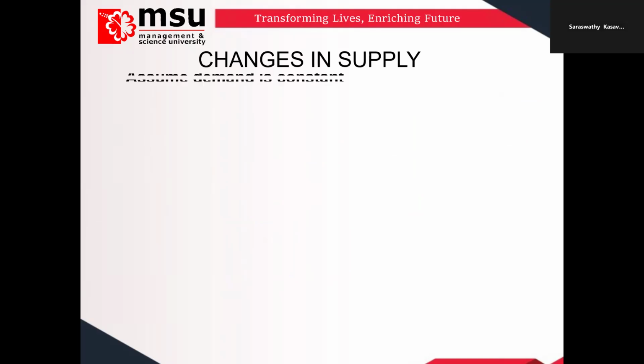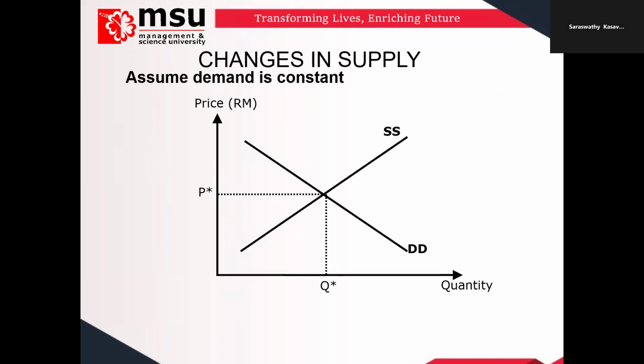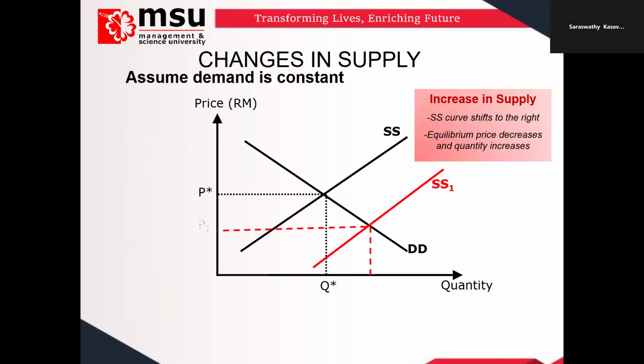Changes in supply. Previously we saw the changes in demand with constant supply. Now we see the changes in supply, but assume the demand is constant. Let's say the supply increases. When the supply increases, the curve will shift to the right side, from SS0 to SS1. So the price decreases from P star to P1, and the quantity increases from Q star to Q2.